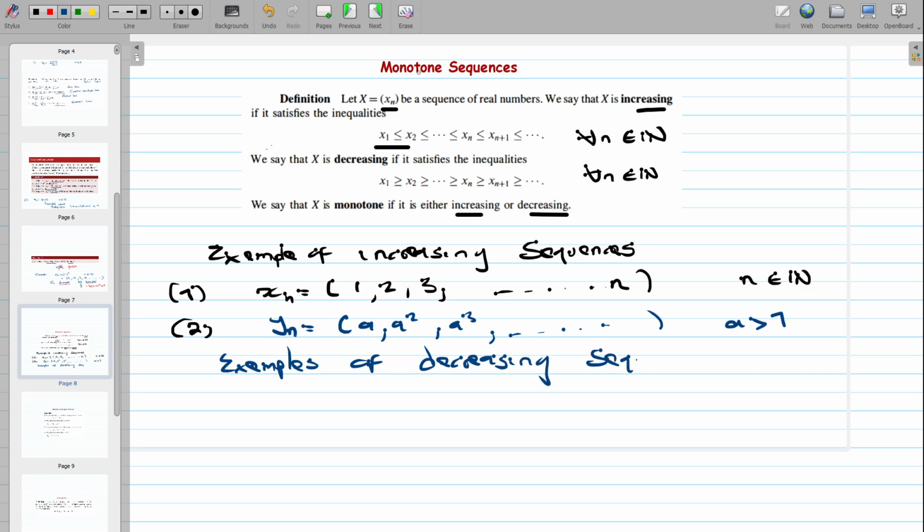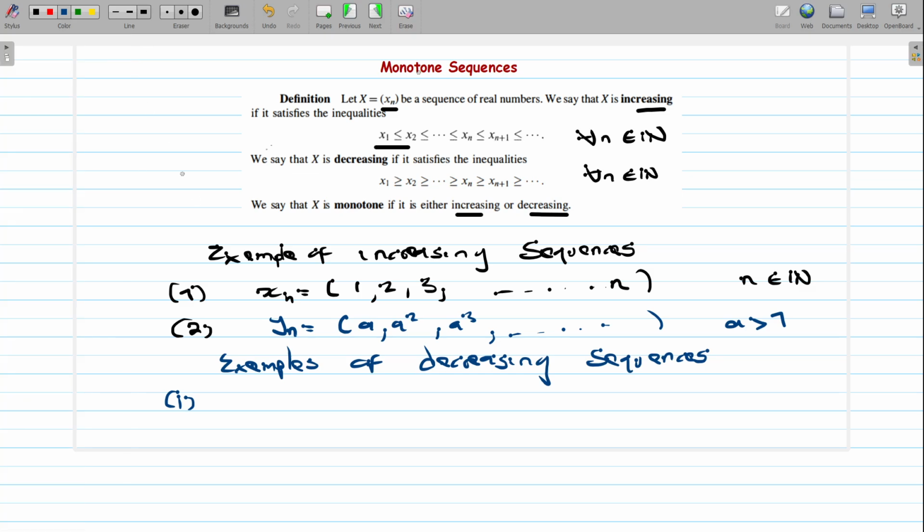So let's look at examples of decreasing sequences. I'll give you a very simple example, similar to example number 2. We'll start with the sequence b squared, and then b to the power 3, and if we keep on, maybe we have b to the power n here, and then we keep on going like so.